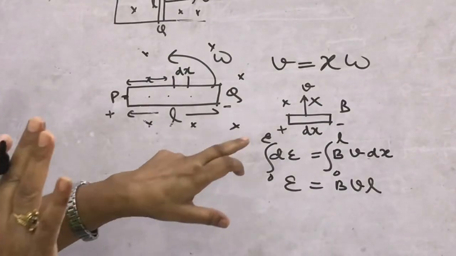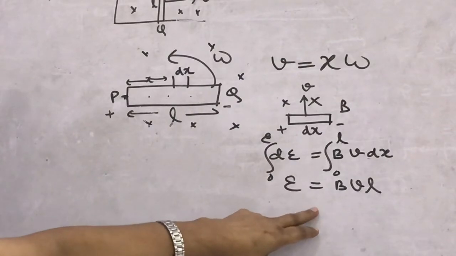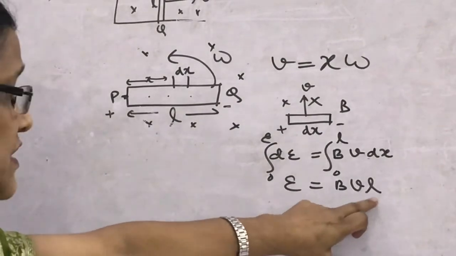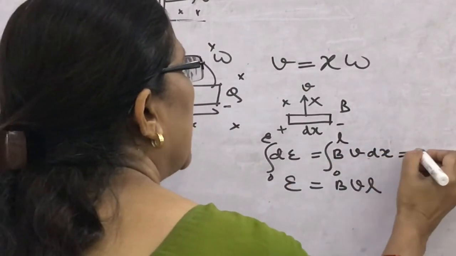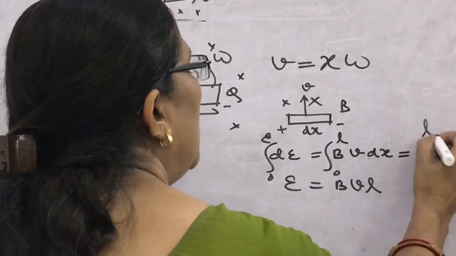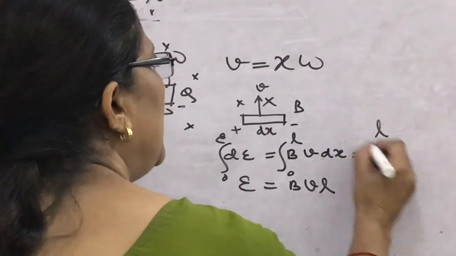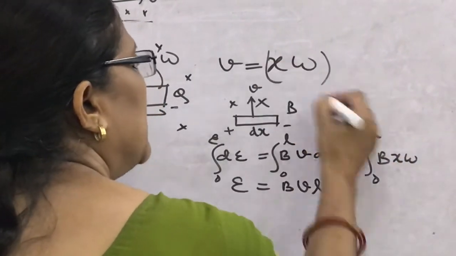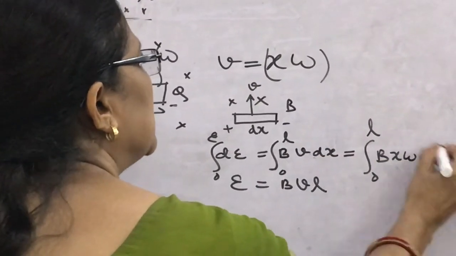Now, another way to get this expression, motional EMF. You know, this is BVL, this is dx we have written. So, we can also write here, this is 0 to L. In terms of omega we have to find. So, you will write B. What can you write? V is x omega. So, this is B x omega dx.